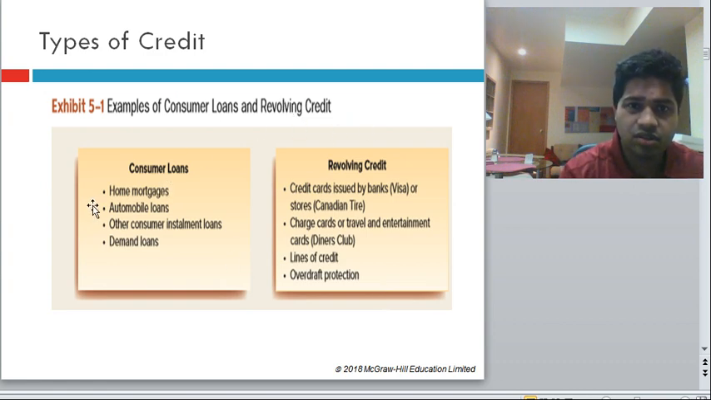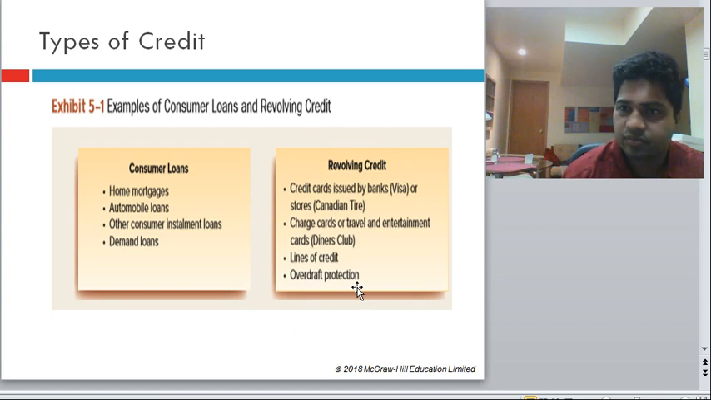Examples of consumer loans: housing loans, automobile loans, consumer installment loans, demand loans. Revolving credit: credit cards, charge cards or travel and entertainment cards, such as American Express or Diners Club card. Line of credit and overdraft protection. Okay, so I'll explain each one of them.